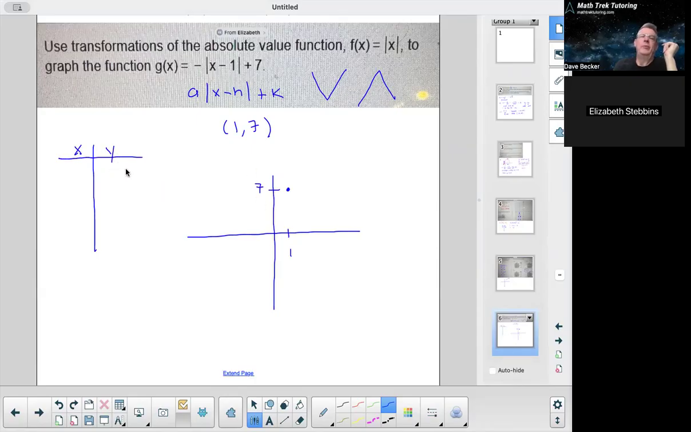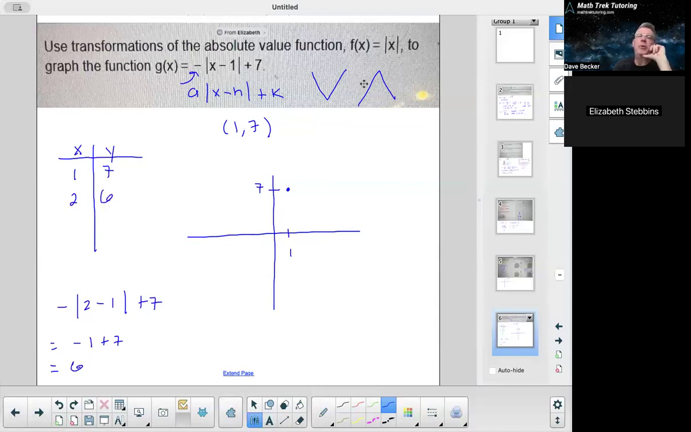If we picked one, it would be negative 0 plus 7, whatever. So we're going to pick something very close to the right or left of 1. Like 2? Sure. So if you plugged in 2, what would we end up with? Negative 1 plus 7? Or would it just be 1? No, it's negative 1, because it's outside. I was right. So that's 6, right?